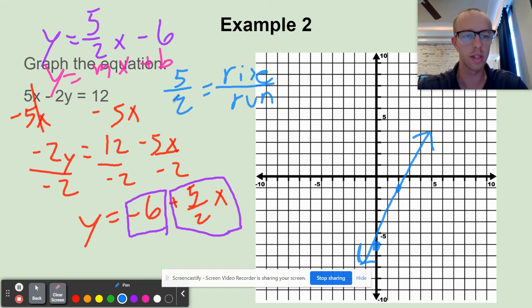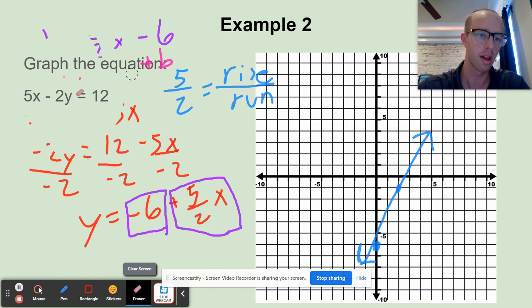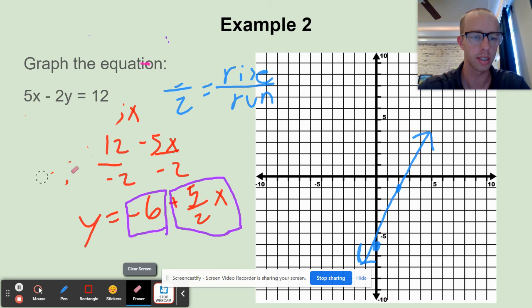All right. So this line is equal to this equation right here. This equation, 5x minus 2y equals 12, can be changed into y equals negative 6 plus 5 over 2x. So let me get this here.